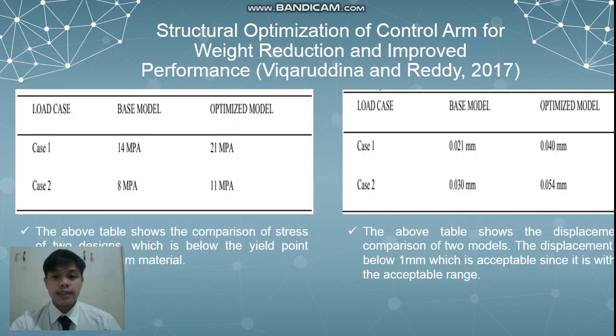There are 2 load cases in this paper, and these are the results for von Mises stress and deformation. In the first picture, it is seen that the values are below the yield point of aluminum, which means that the design is safe for both load cases. In the second picture, the results showed that the displacement for both load cases is below 1 millimeter, and it is acceptable since it is within the range.